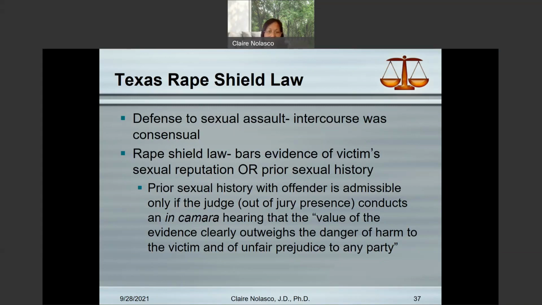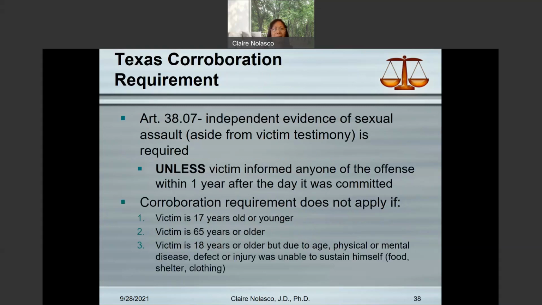However, it can be admitted in trial only if the offender raises this prior sexual history with a judge out of the jury's presence, meaning there can't be any jury present, and if the judge conducts an in camera hearing, or a hearing in his or her chambers out of the presence of the jury, that the value of the evidence clearly outweighs the danger of harm to the victim and of unfair prejudice to any party.